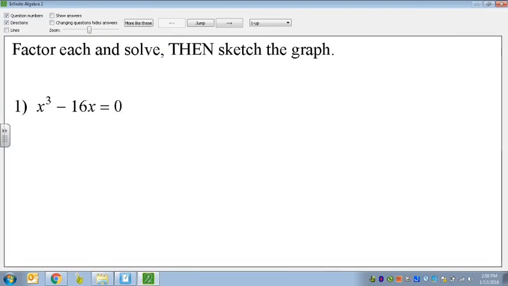All right, so this video is about factoring and solving, as well as doing a rough sketch of the graph. So it's kind of combining a lot of the things that we've learned so far in algebra, as far as we've graphed sometimes and we've solved sometimes, and we've done it for quadratics or parabolas, and we've done it for lines and linear equations.